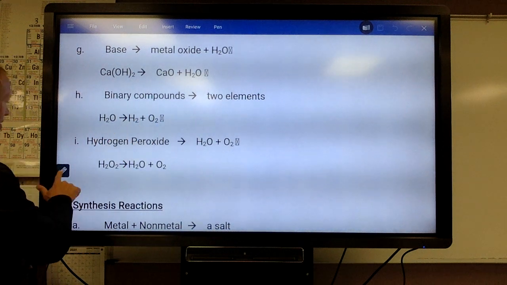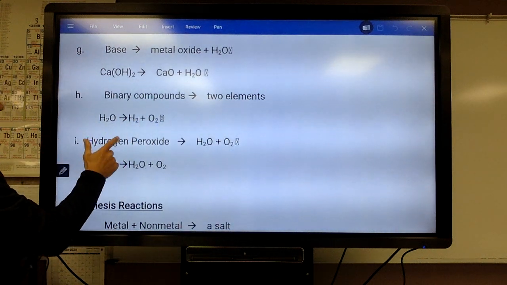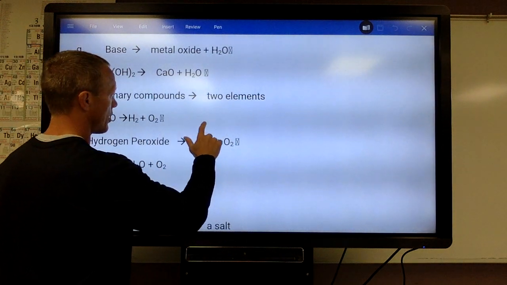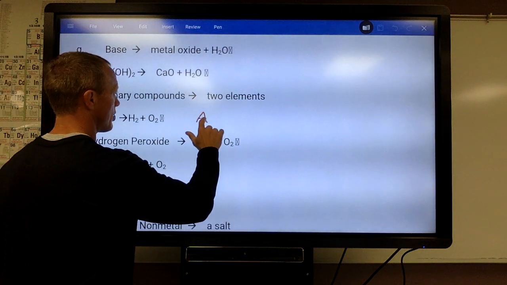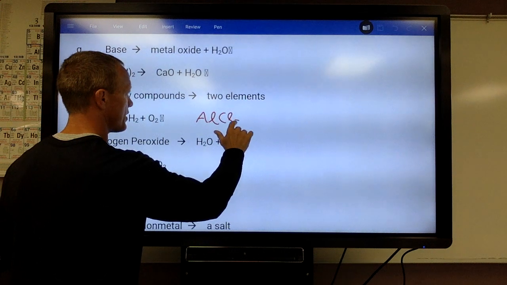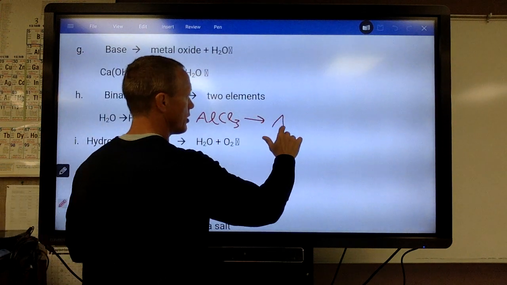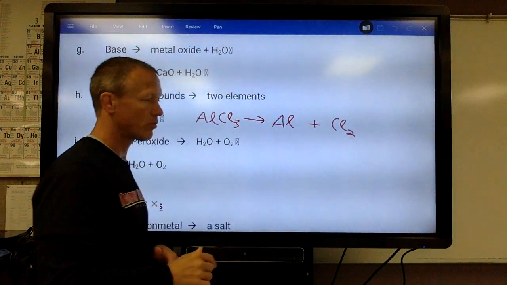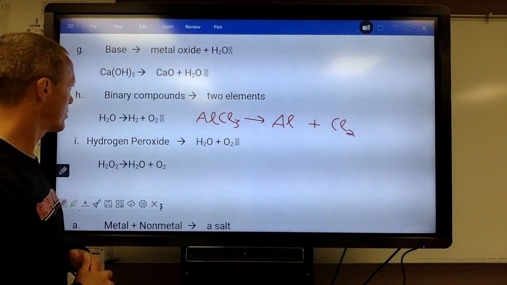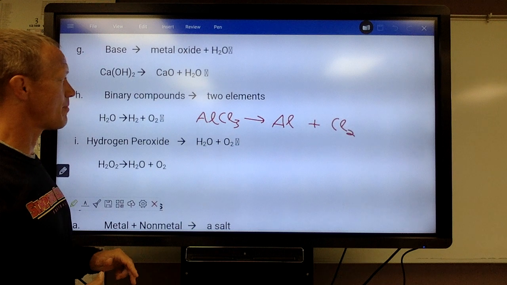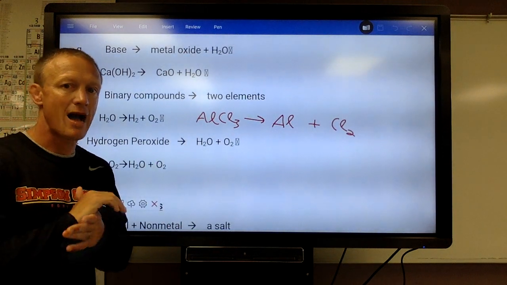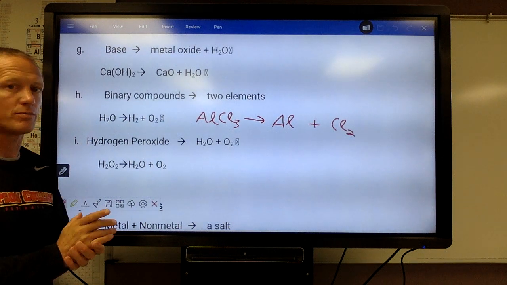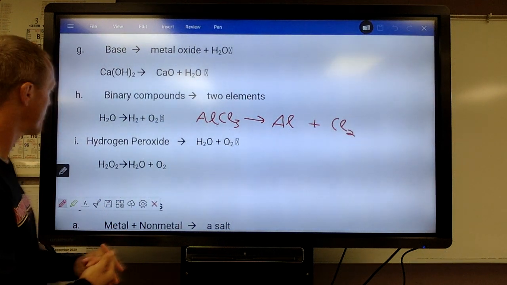Any binary compounds, this shouldn't be something that's different from normal, but if I say we're going to decompose aluminum chloride, well, it's going to decompose into aluminum plus chlorine. So any binary compound will split apart into its elements. Again, not in aqueous solution, so not dissolved for these decomposition things. So we're not worried about things being ions and being dissolved.